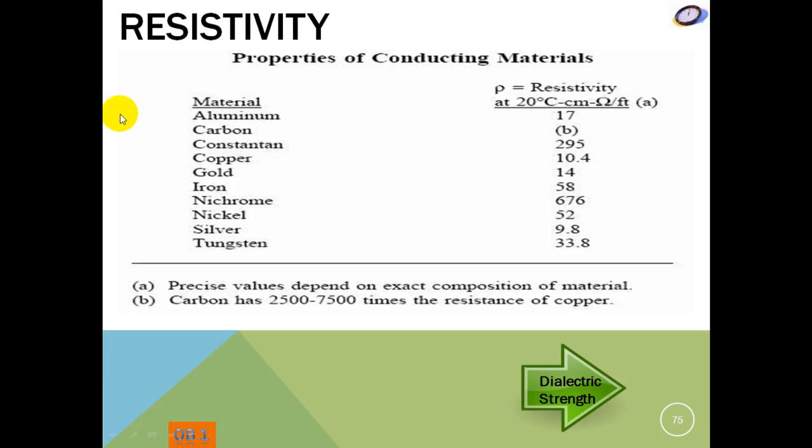When you look, what will determine the resistive value, one of those things is the properties of the conducting material. So for example, copper has what's called a resistivity of 10.4. Gold 14, silver 9.8. So on this whole curve, silver has the lowest resistivity, meaning it can conduct the best. Here you can see carbon. It says, see footnote B, carbon has 2,500 to 7,500 times the resistance of copper.